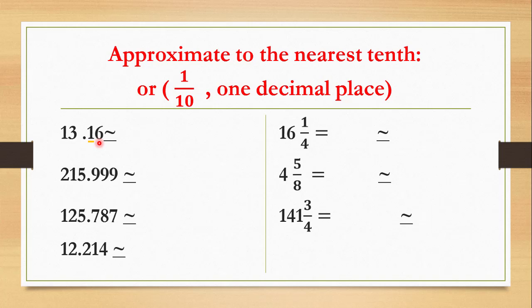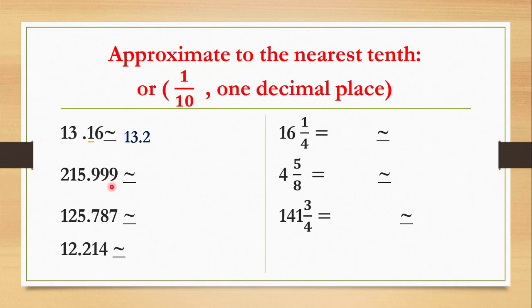6 is greater than 5. Greater than or equal to 5 means that I'll add 1 to the underlined digit. So 1 will become 2 and 6 will become 0. So the approximation will be 13.2. You can put 0 to the right or not, it's the same. So 13.2 or 13.20 is the same.